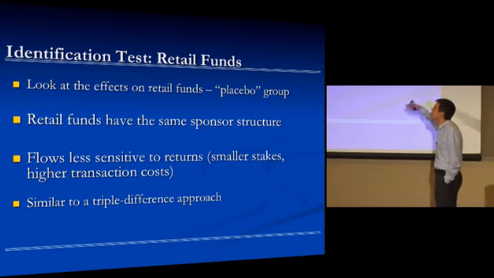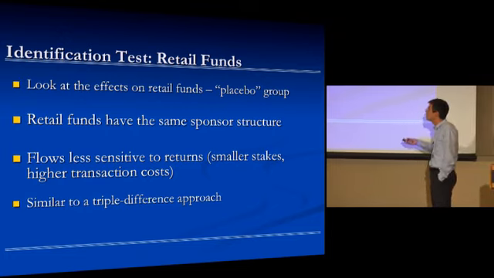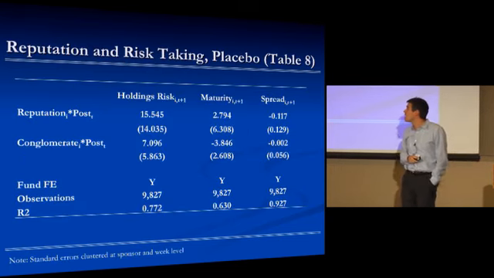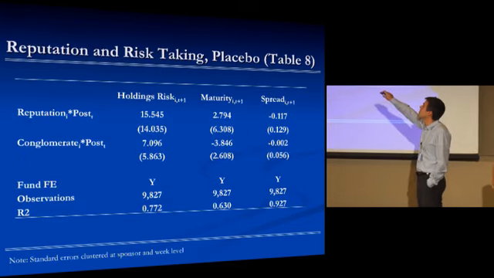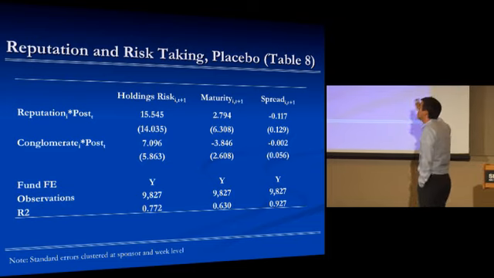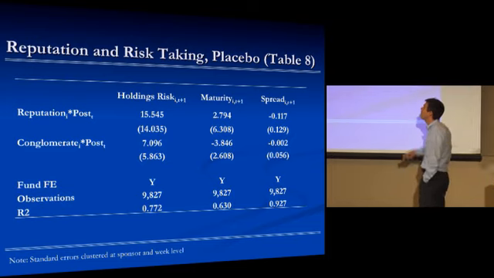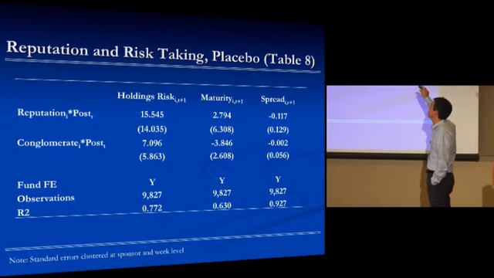So you can think of this as a little bit like a triple diff approach looking at retail funds. And indeed, we look at reputation where we find the reputation using the equivalent measures before, but for retail funds, and we don't find any effects. In some sense, they even go the opposite way, although none of these are statistically significant.